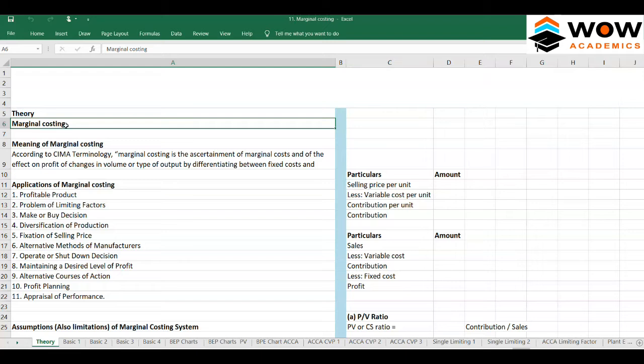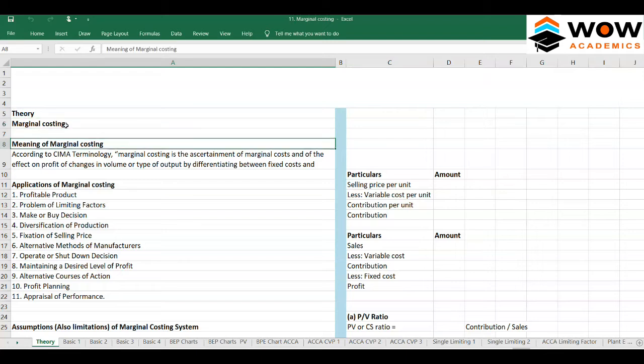This is one of the most important chapters, which you can apply even in your real life. You can apply it in decision making, and you can make better decisions. You can decide upon a lot of decisions with marginal costing. So we'll start with the concept of marginal costing.